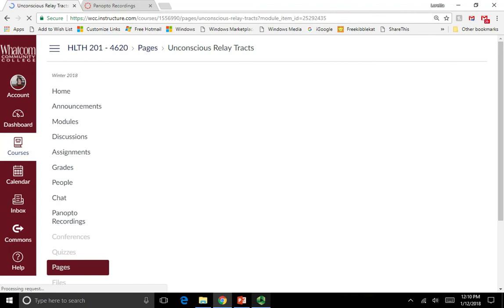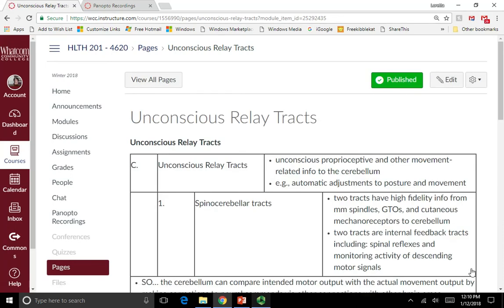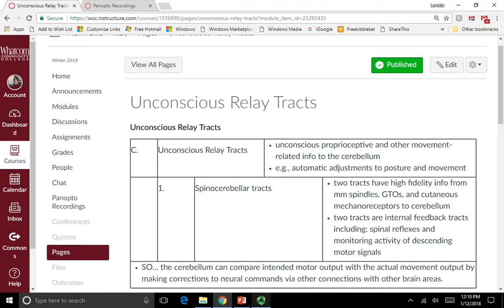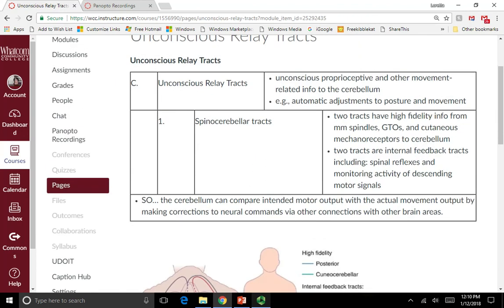Okay, so the unconscious relay tracts are the last set that we're going to talk about. The unconscious relay tracts convey unconscious proprioceptive and other movement-related information directly to the cerebellum, which provides automatic adjustments to posture and movement. So there's only one set of tracts, yay, and it's the spinocerebellar tracts from the spine to the cerebellum. So like some of the other ones, the name gives you where it goes from and to. So it's afferent from the spine to the cerebellum.